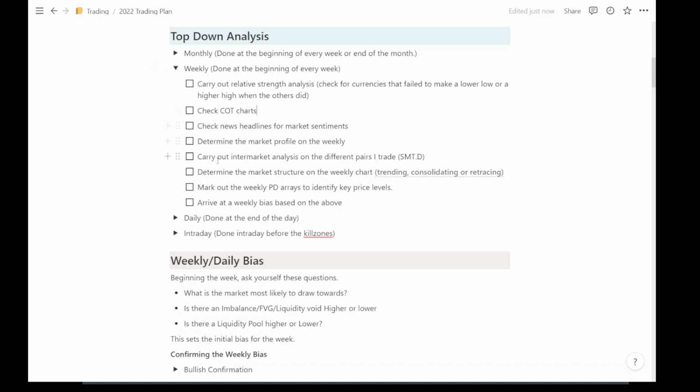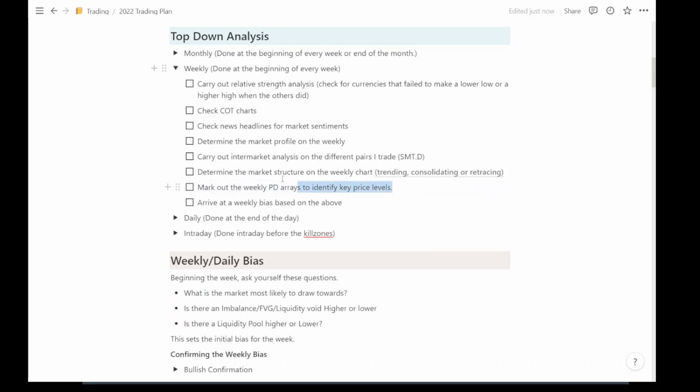But if I'm going to start explaining exactly how I do all of this, the video will be way too long, and the focus of the video is going to be mostly based on entry techniques, how the trade is framed and entry techniques. Okay, so this is basically what I do. Then on the weekly time frame, I check, okay, what's price doing? Is price consolidating? Is it retracing? And I mark out the PDRAs to identify key price levels.